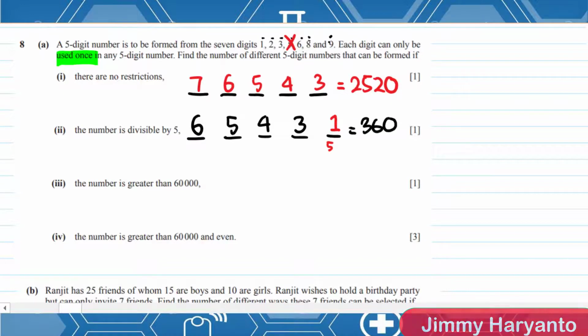The answer. And then the number is greater than 60,000. 5 digits, 60,000. That means the possibilities are 6, 8, or 9, so 3 possibilities. And then the next, previously there were 1, 2, 3, 4, 5, 6, 7. There are 7 numbers, but we already used 1 in the front, so it will be only 6. And then there will only be 5, 4, 3. 3 times 6 times 5 times 4 times 3 equals 1080.